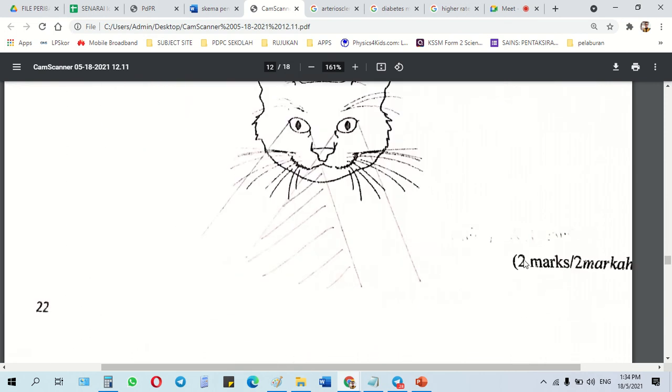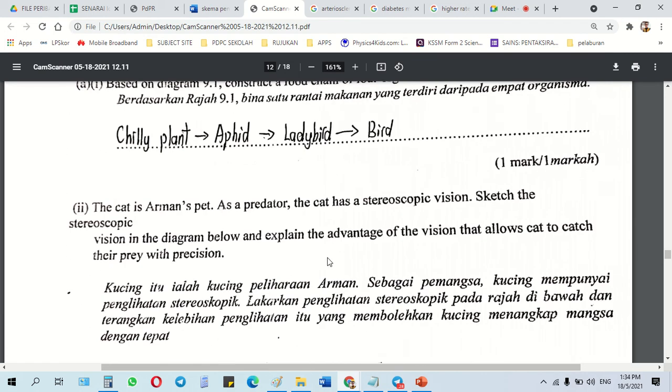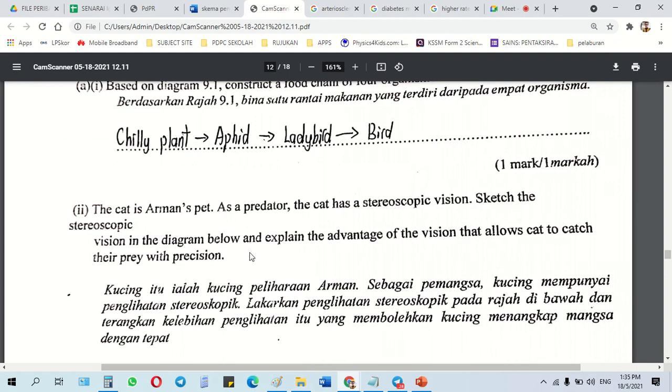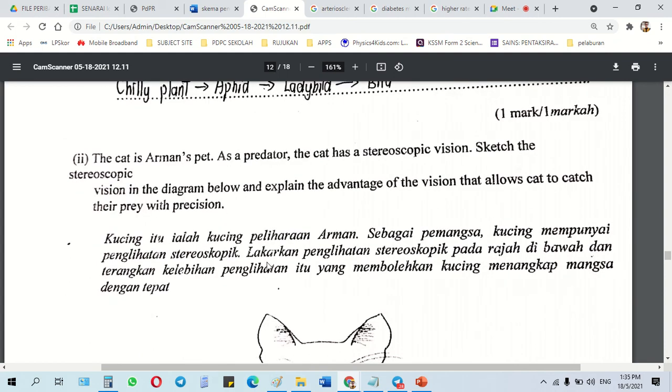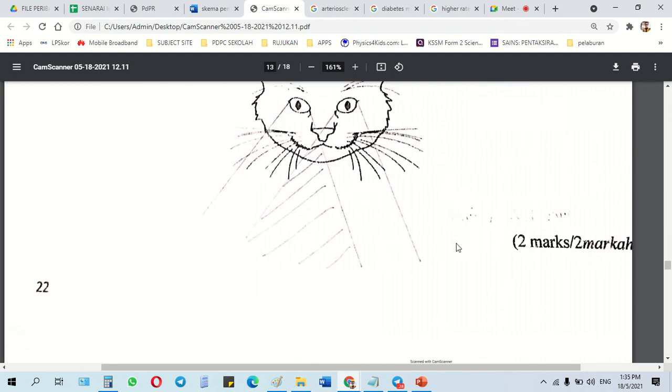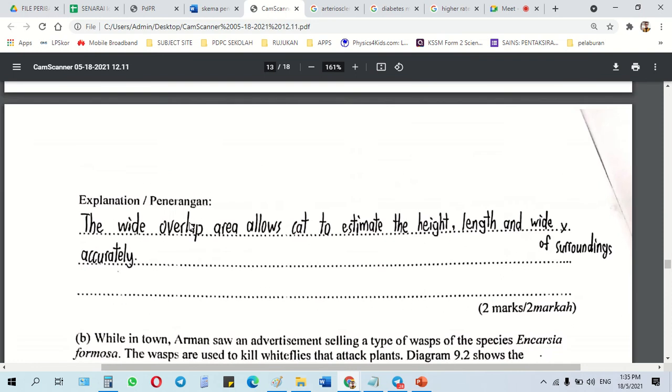Okay. Marks is 2. Number 1, the first mark you boleh lukis. Second mark you kena explain. Sebab dalam ni clearly dia minta explain. Explain the advantages of the vision. Kita tengok ada tak explain. Oh, okay, ada dekat sini.